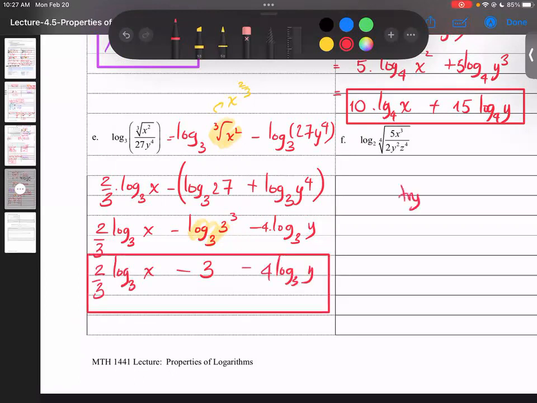This one, try at home. I recommend you should. Please do try at home. I'll give you the answer, of course, but please try at home.